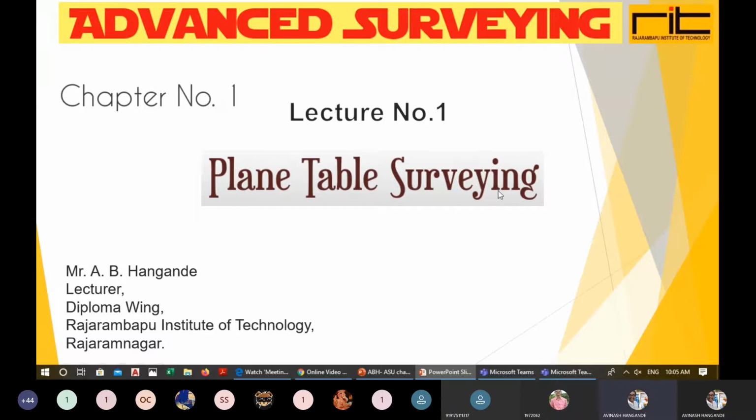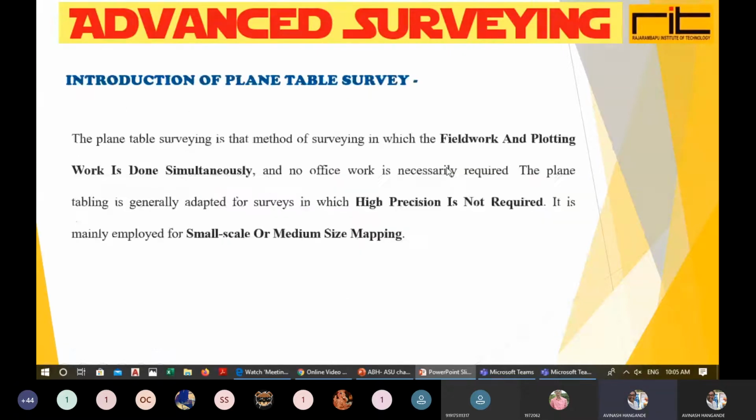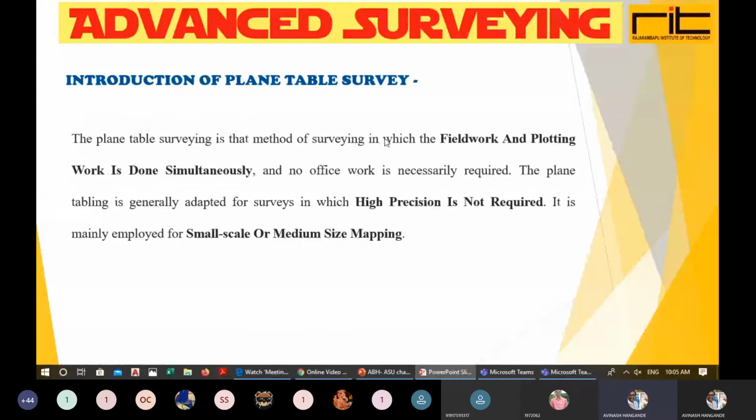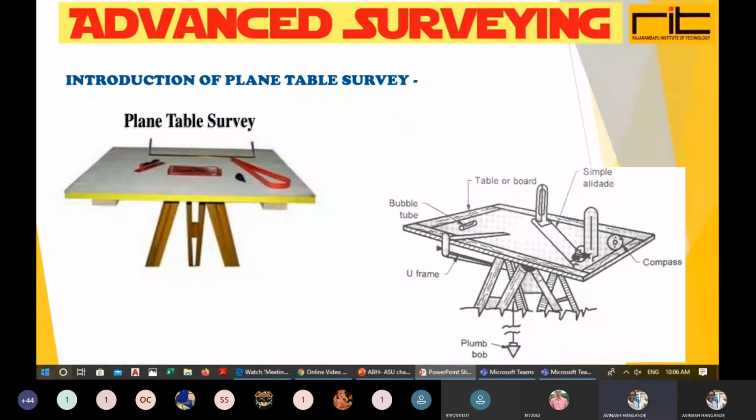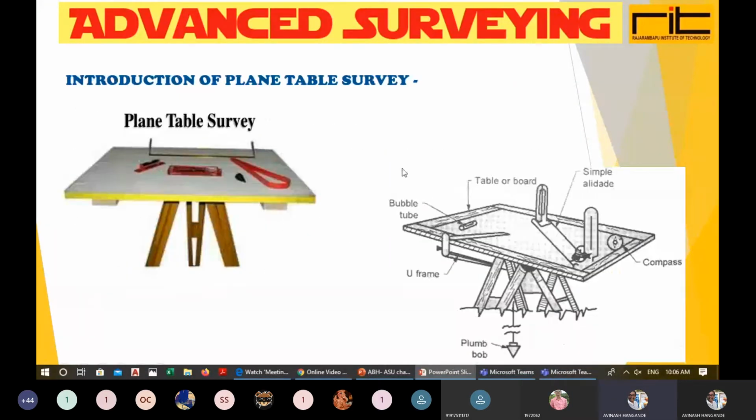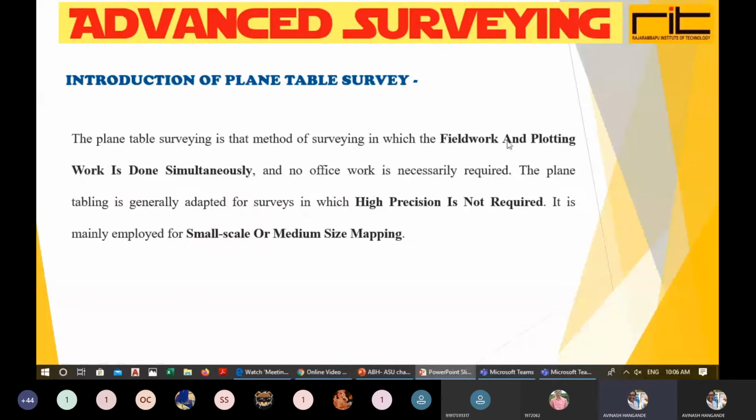Okay, so let's start with our first chapter. Now we are in lecture number 1. We had studied the curriculum, what we have to study. Then we have seen what is plane table surveying. So in plane table surveying, what is a plane table? What is the use of a plane table? It is a field work where plotting work is done simultaneously, where high precision is not required. That is plane table.